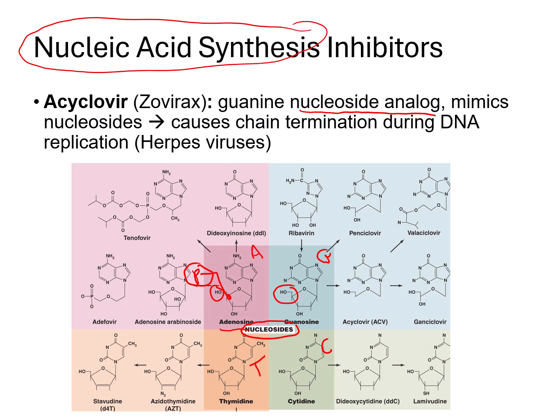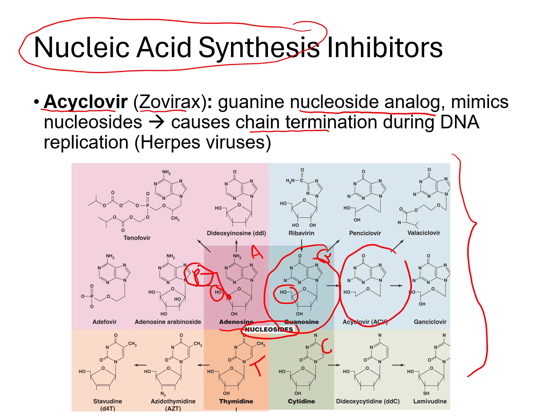But the analog is a chemical that looks kind of like one of our nucleosides, but when it's incorporated, it blocks the continuation of DNA replication or RNA formation. So it causes chain termination, kind of like when we were looking at sequencing DNA. There we had those dideoxynucleotides. That's a similar concept. Acyclovir, for instance, also known as Zovirax, looks similar in structure to guanosine.